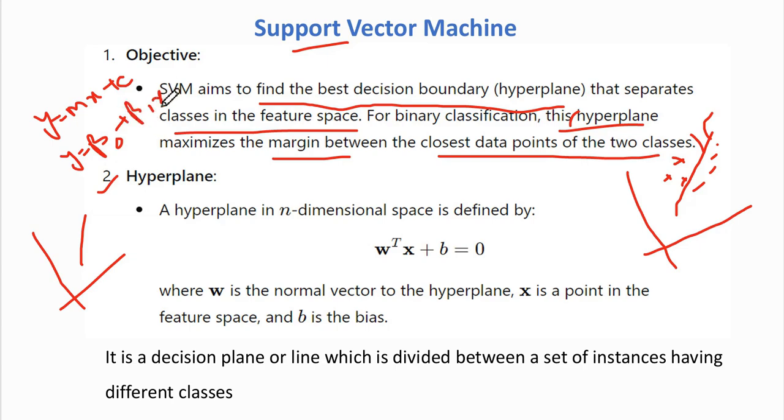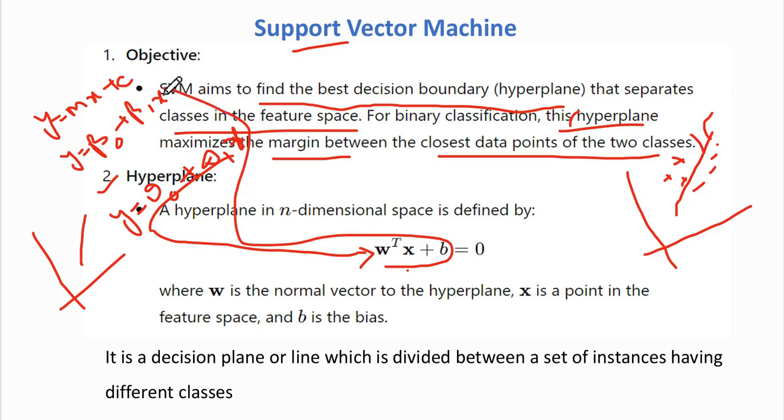The same equation in some textbooks is referred to as y equals theta naught plus theta 1 x. In some textbooks, the same notation is also represented as y equals W transpose X plus B. All these are the same, used to find the best hyperplane.